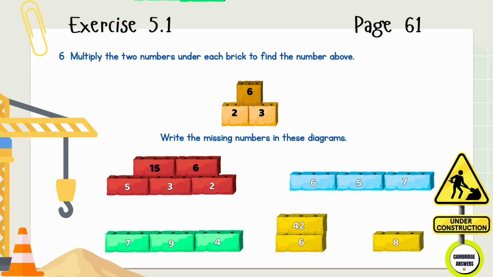Now for the blue wall. 6 times 5 equals 30. Plunk. First blue brick up. And 5 times 7 equals 35. Thud. Second blue brick in place.